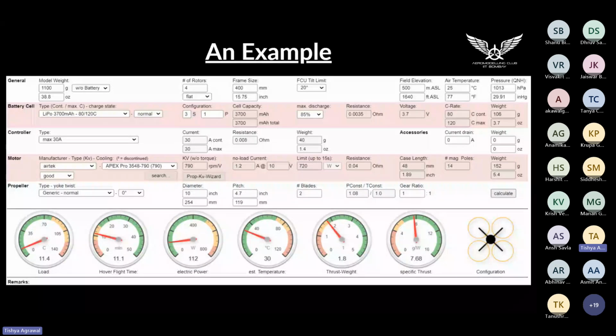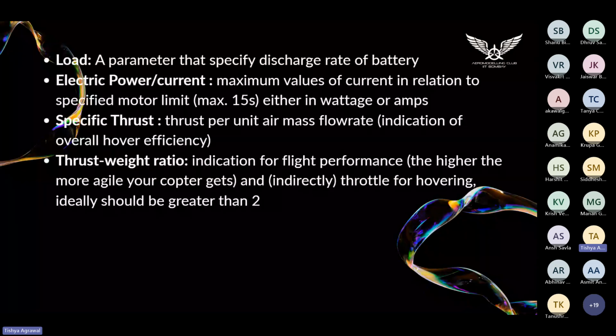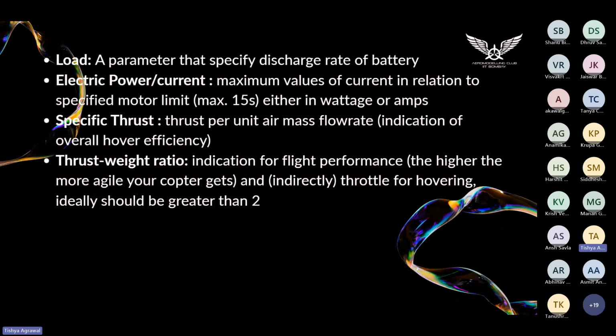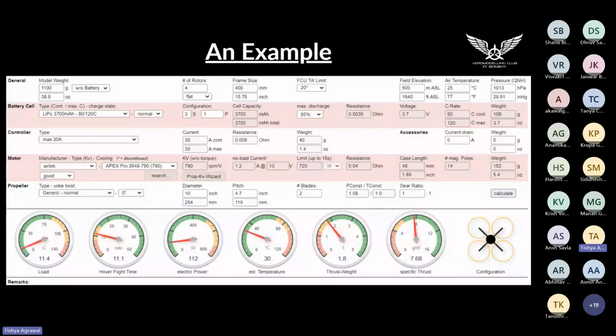Third is electric power. The electric power of current is the maximum value of current in relation to the specific motor limit, maximum 15 seconds. So what happens is, there's a specified value of current beyond which, if the current would be flown for more than 15 seconds, the battery might simply get fried, or might get exploded or catch fire. So electric power is something which we should always have an eye upon because it is represented in watts or amperes, and it's a maximum value which is to be flown for a maximum 15 seconds. If it is flown for more than 15 seconds, then again it might damage our motor or battery.